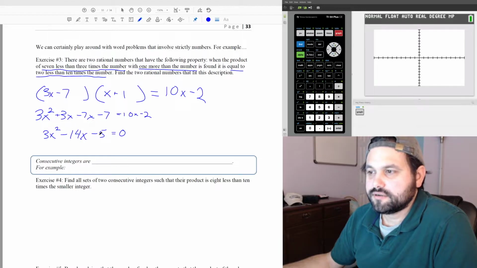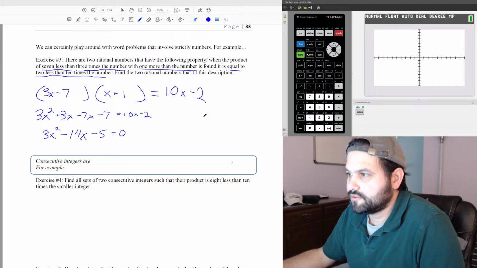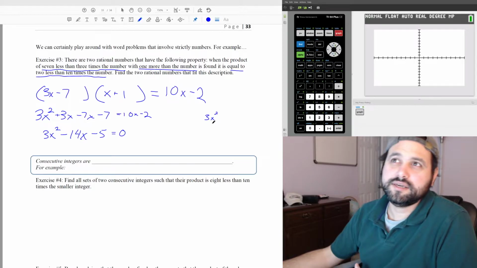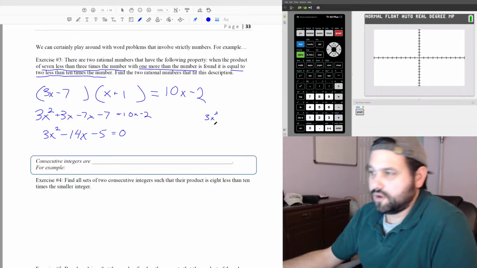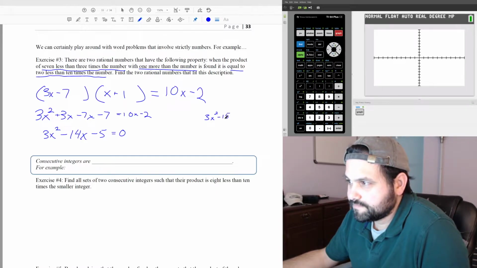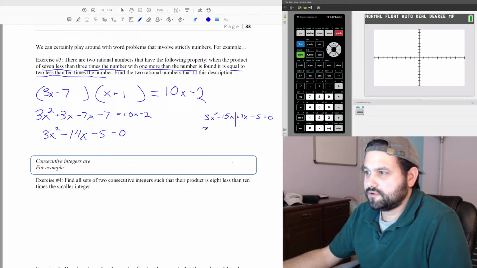Can this factor? Yeah, it looks like there's numbers that multiply to negative 15 and add to make negative 14. So I can factor this into, well, step by step here, 3x squared. Those numbers would be negative 15 and positive 1. And so now I'm going to group this and sort of GCF both sides.